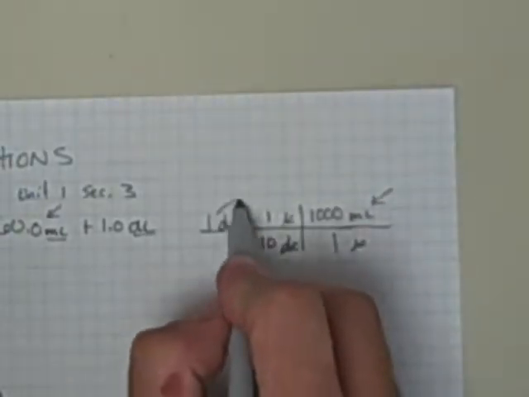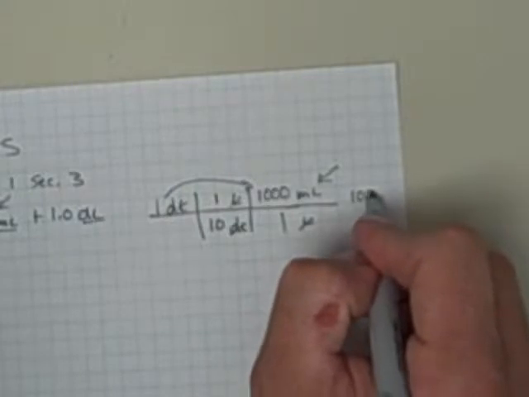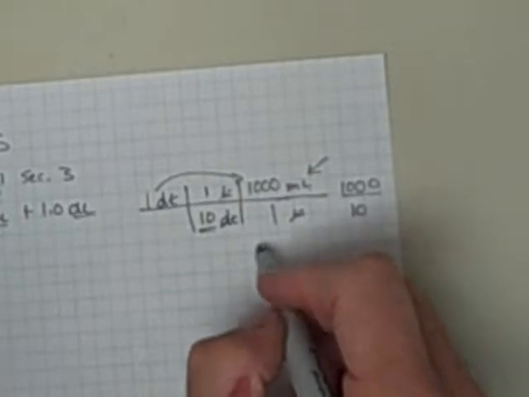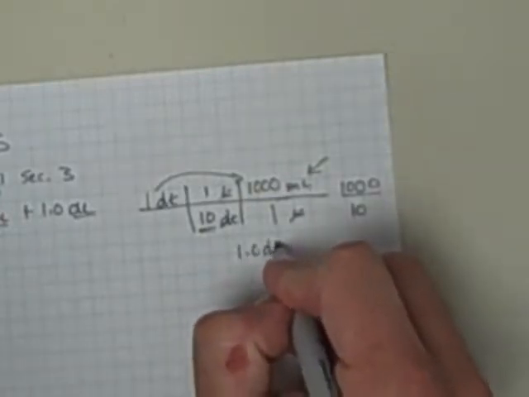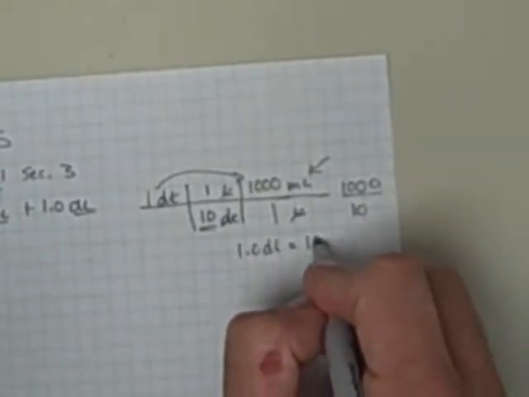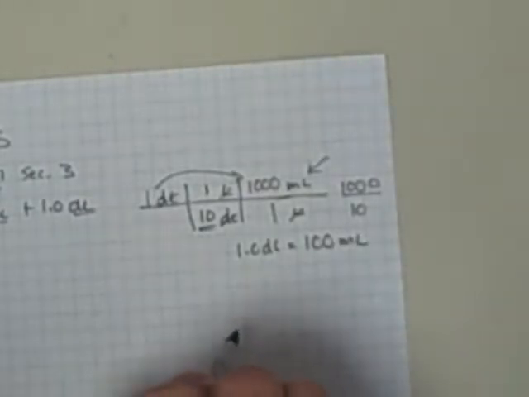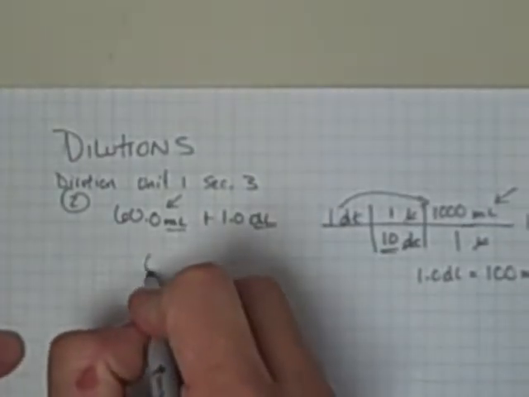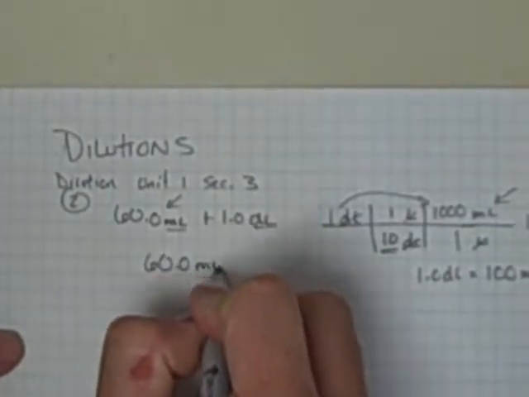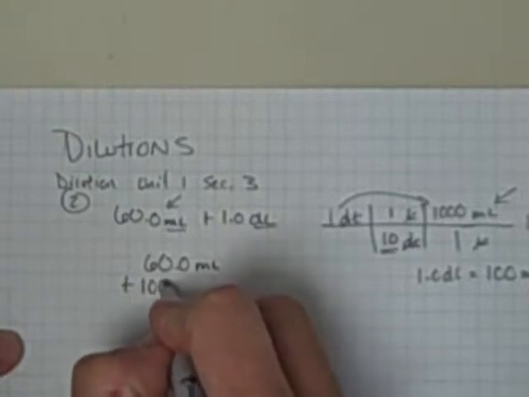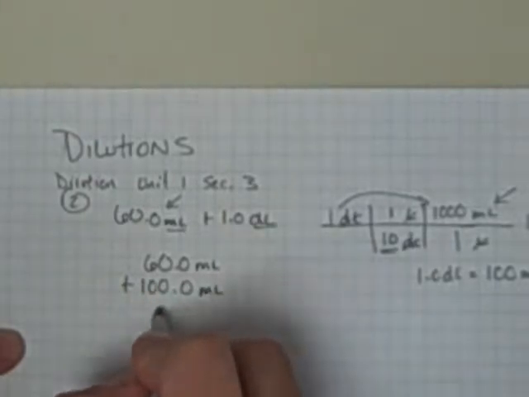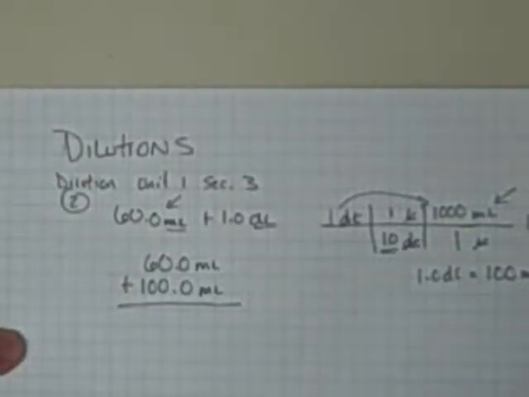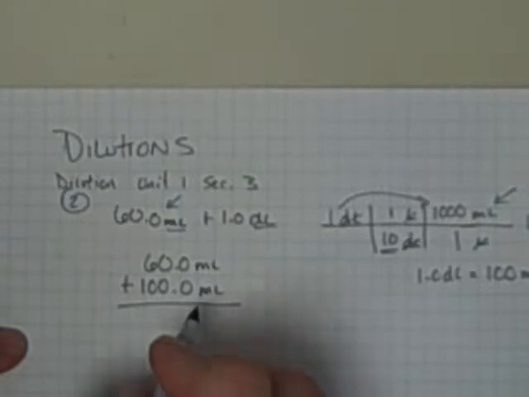I do the math straight across, so I get 1,000 on the top, and I get 10 on the bottom. So I know that 1 deciliter is equal to 100 milliliters. So I can go back to the original problem that says we added 60 milliliters to what I know now to be 100 milliliters. And it's saying what is the dilution and what is the dilution factor.